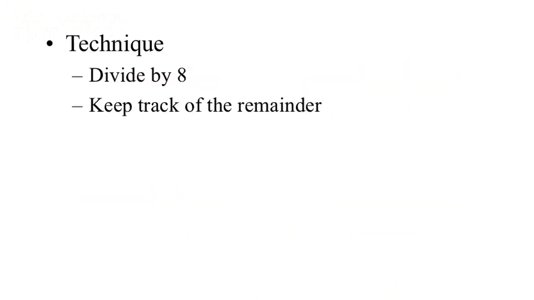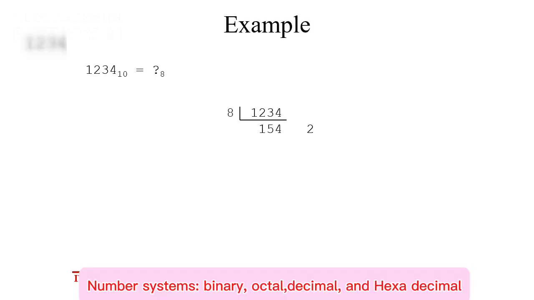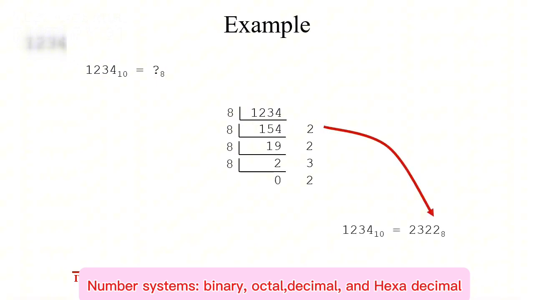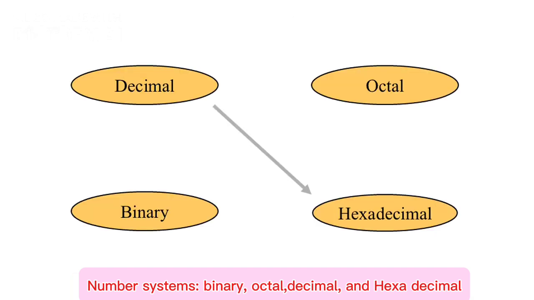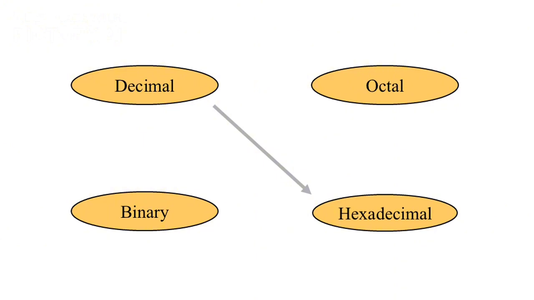To convert a decimal number to octal, we divide the number by 8 and keep track of the remainders. This process continues until the quotient is 0. For instance, converting 1234 in decimal to octal involves dividing by 8 and recording the remainders, resulting in the octal number 2322. Now, let's look at converting decimal numbers to hexadecimal.